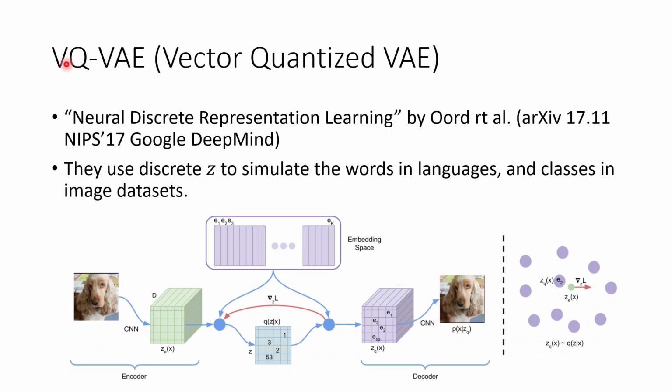And VQ means vector quantized. The latent codes are discrete rather than continuous. There is a codebook, and every latent code can only be one of the instances in the codebook. Okay, so why do they want to do it? What is the advantage of using the quantized vector in the autoencoder?